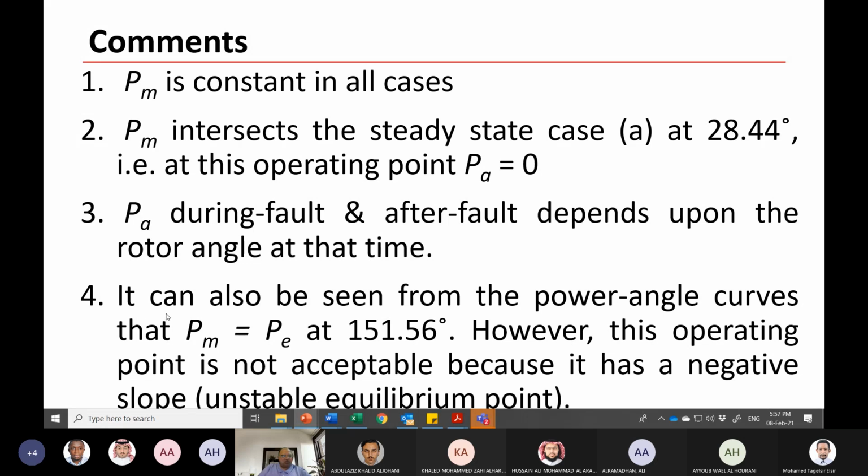It can also be seen from the power angle curves that P mechanical equals P electrical at 151, which is 180 minus 28. However, this operating point, as we mentioned earlier, is not acceptable because it has a negative slope. This is an unstable equilibrium point, as we pointed out before.